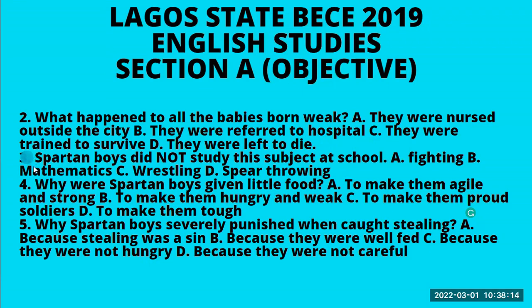So then number 3, Spartan boys did not study this subject at school. So we now know there was a subject they didn't study at school. What was the subject? A, fighting, we will find out. B, mathematics, we will find out. C, wrestling. D, spear throwing. So you see, we already know that the Spartan boys at school, there was a particular subject they did not study. So we are curious. We want to find out this, but already at the point of reading the questions, we are already loaded.